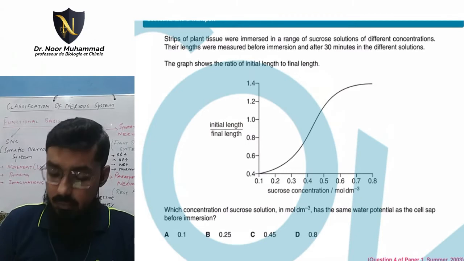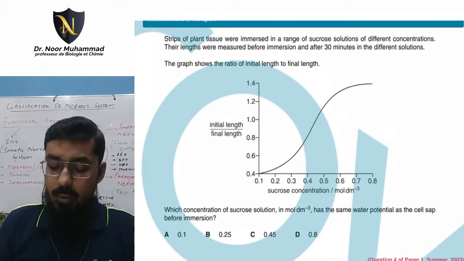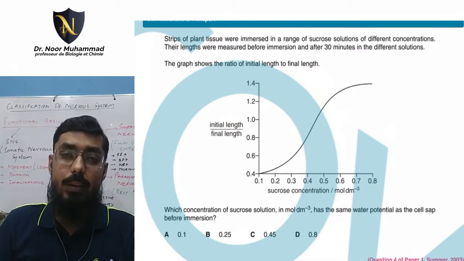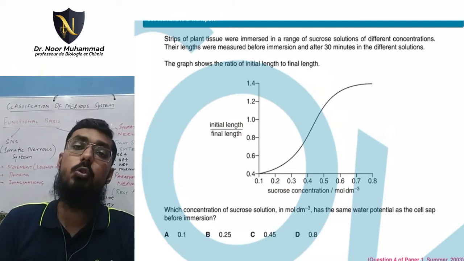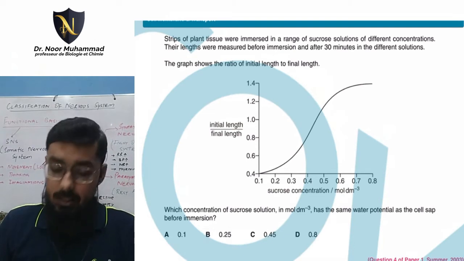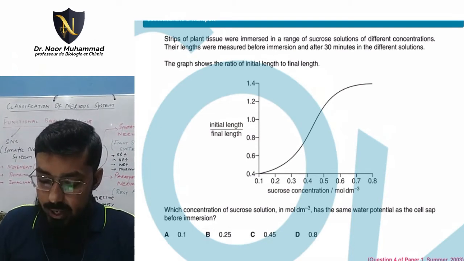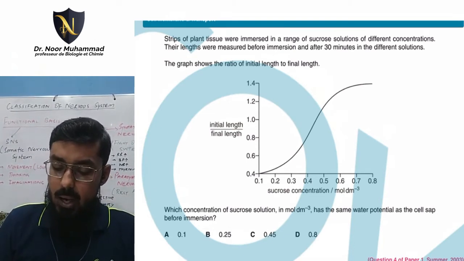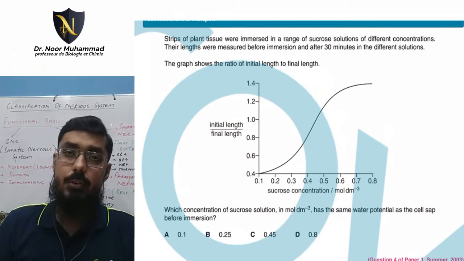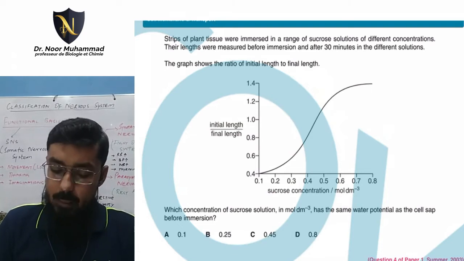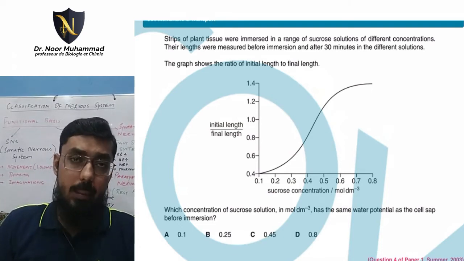Okay guys, you must have read the question and up till now you must have reached the answer. Now let me discuss the concept so that you can not only reach the answer, you should know the right concept of getting to the answer. The question was saying that strips of plant tissue were immersed in a range of sucrose solutions of different concentrations. Different concentration की sucrose solution में डाला आपने, ठीक है, as you know hypertonic, hypotonic solutions.